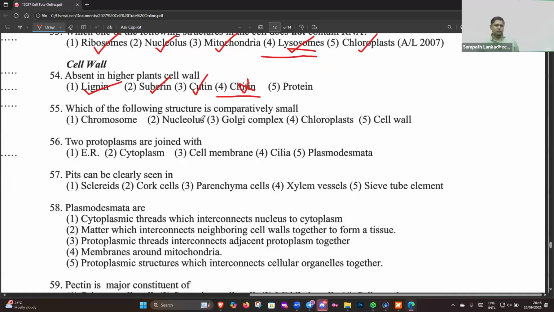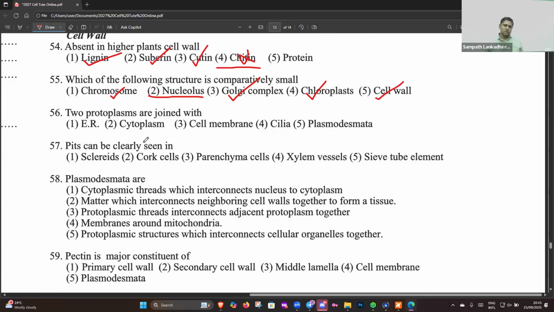Question number 55. Which of the following structures is comparatively small? Small means it's visible only under the electron microscope. Chromosomes are visible under the light microscope, nucleolus under the light microscope, Golgi complex under the light microscope, chloroplast under the light microscope, cell wall under the light microscope. So that's not working. Then what's the smallest out of these? We'll take nucleolus, right? Because it's present inside the nucleus, a structure within the nucleus. So because of that, we'll take the answer as nucleolus.